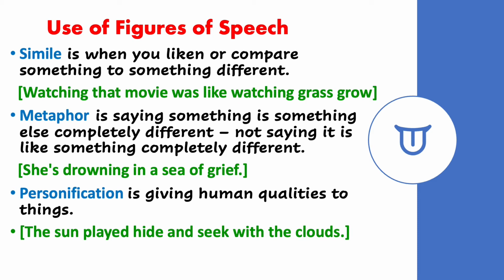Metaphor is saying something is something else completely different. Not saying it is like something completely different, but something is something else completely different. For example, she is drowning in a sea of grief. So here it is compared to the sea directly. Personification is giving human qualities to things. The sun played hide and seek with the clouds. So, by using the action verb played, sun is personified.